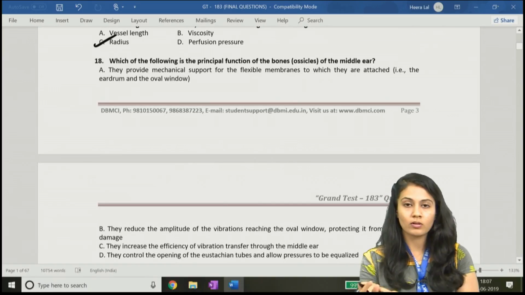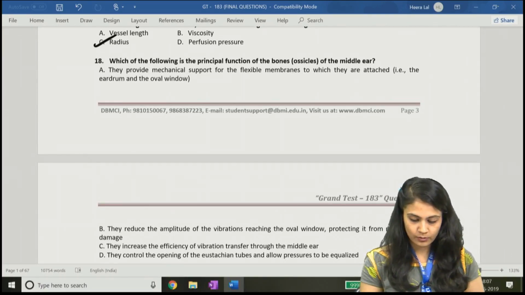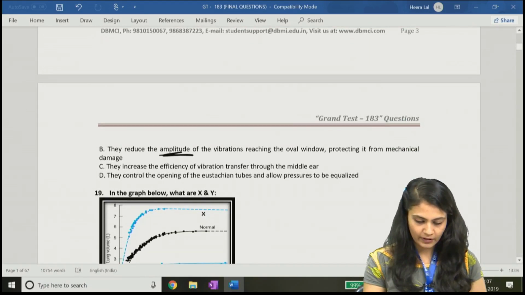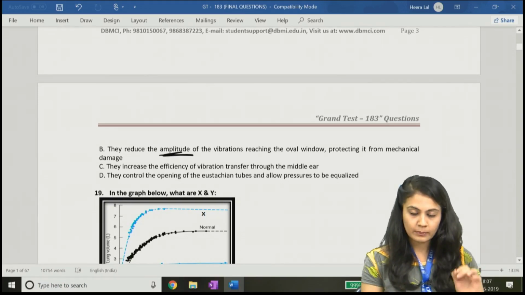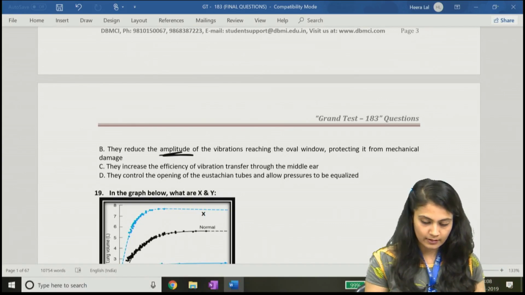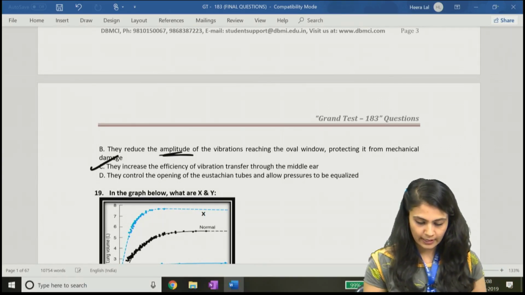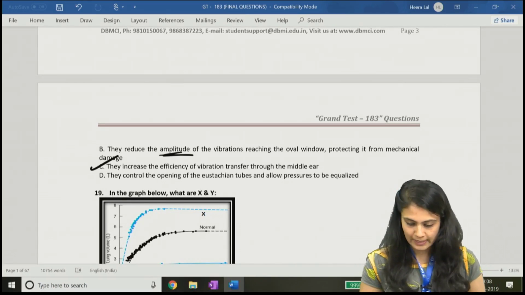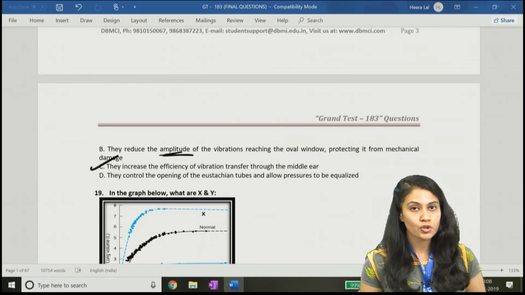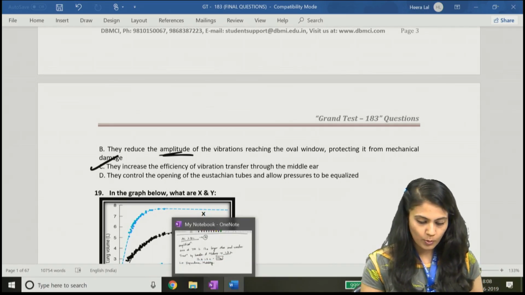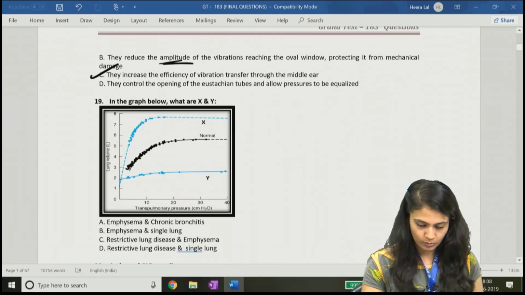Actually no, it causes the amplification of sound. They reduce the amplitude? No, actually they increase the amplification, and they increase the efficiency of vibration through the middle ear. Yes, because in the middle ear all these ossicles are there. So option C is the correct answer. They control the opening of the eustachian tube and allow the pressure to be equalized? Not really. The eustachian tube is controlled by the air pressure, not through the ossicles. So option C is the answer to our question.